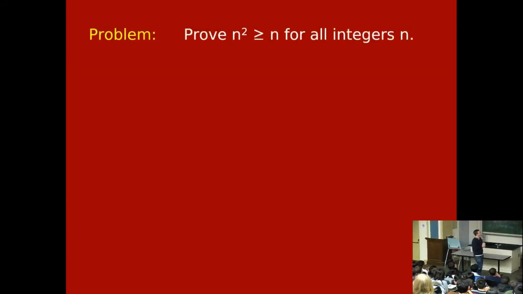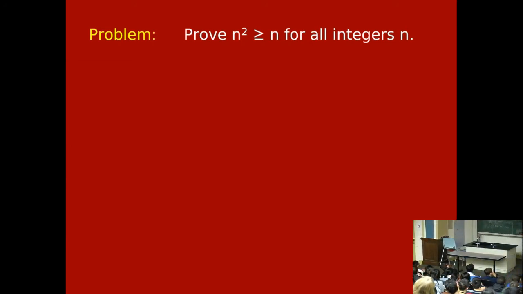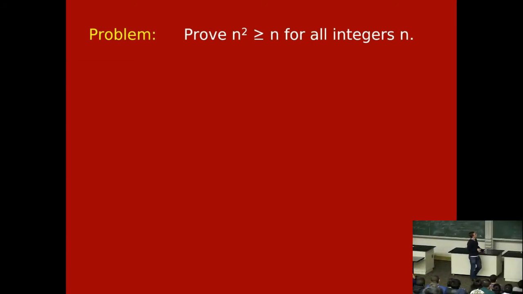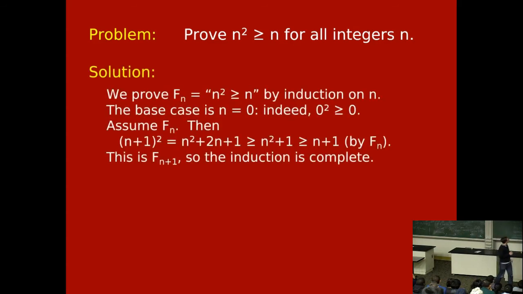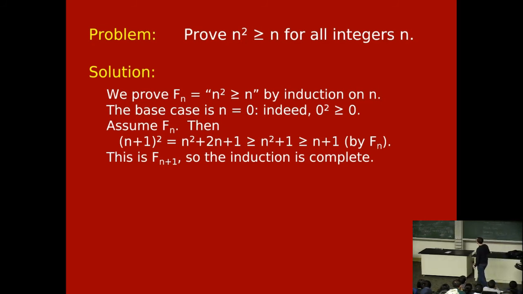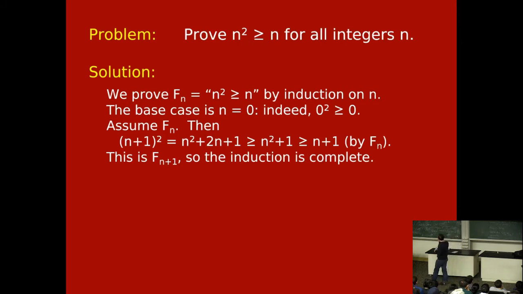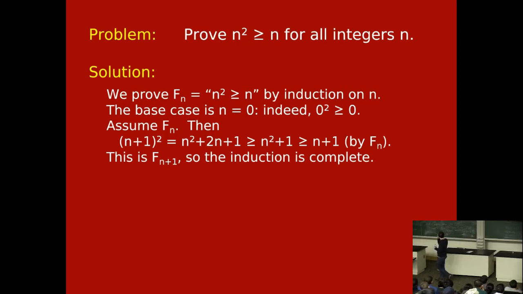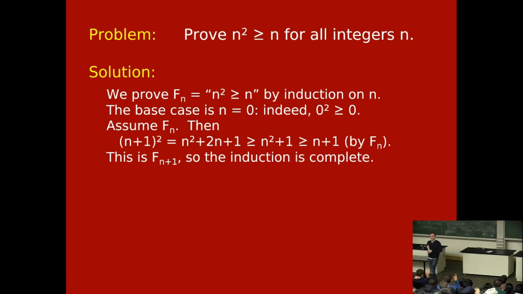Okay, here is a problem. It's a pretty simple one, but it could appear on homework. Prove that n squared is greater than or equal to n for all integers n. Here is a proof that somebody wrote. I'll let you read it. There's a problem with this proof, so let's see if you can find it. Okay, what do you think?